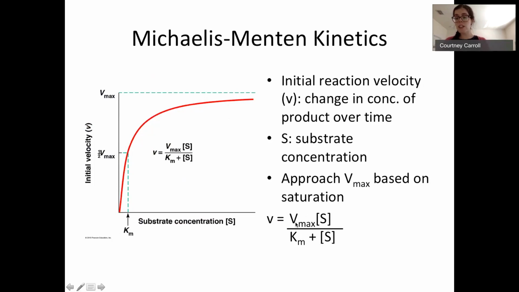And you'll be given the Km for a combination of an enzyme and a substrate. Graphically, Km again is shown by that half Vmax. And if you look at the slope here, that change in initial velocity, this is the point where that is the most linear.